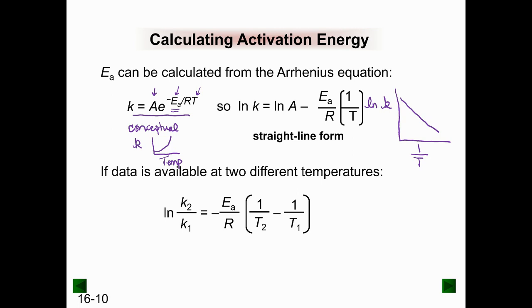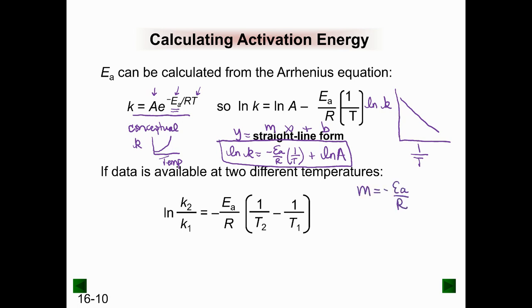Now I'm going to switch the straight line form to ln K equals negative E of A over R, 1 over T, plus ln of A. I like it a little bit better in this relationship. I think you can see it better as a straight line. Y equals mx plus b. If you notice, the slope equals negative E of A over R. So E of A equals negative mR. So this is an experimental way of finding activation energy.